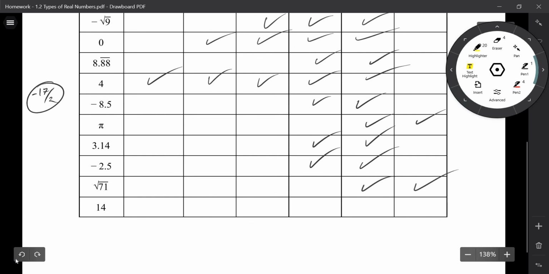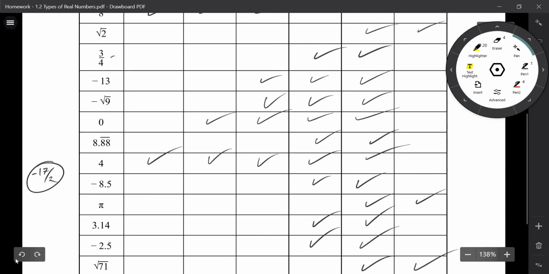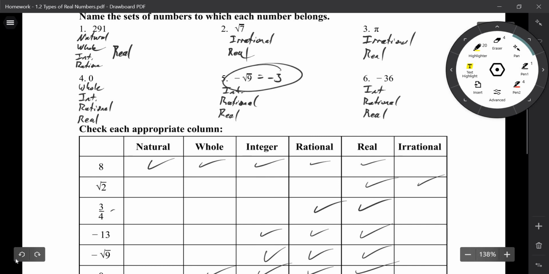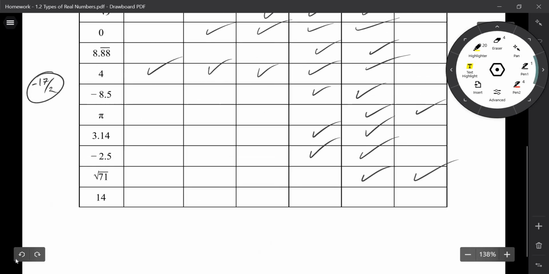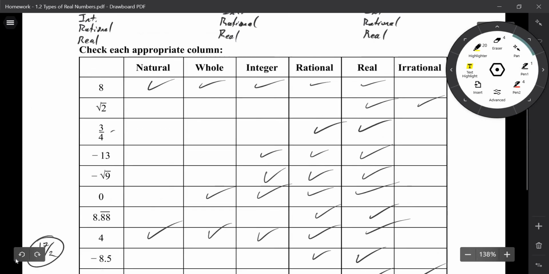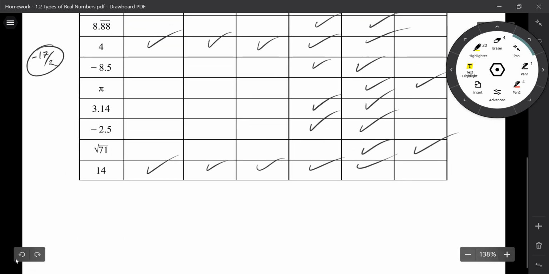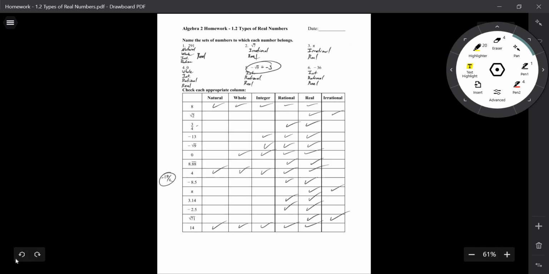14, this should be old hat for you guys by this point. That's just going to be a natural number. So all the way over on the left, natural, and then carry it all the way over to real. It is natural, it is whole, it is an integer, it's everything in between. It's just not irrational. And that is 1.2 homework, types of real numbers.